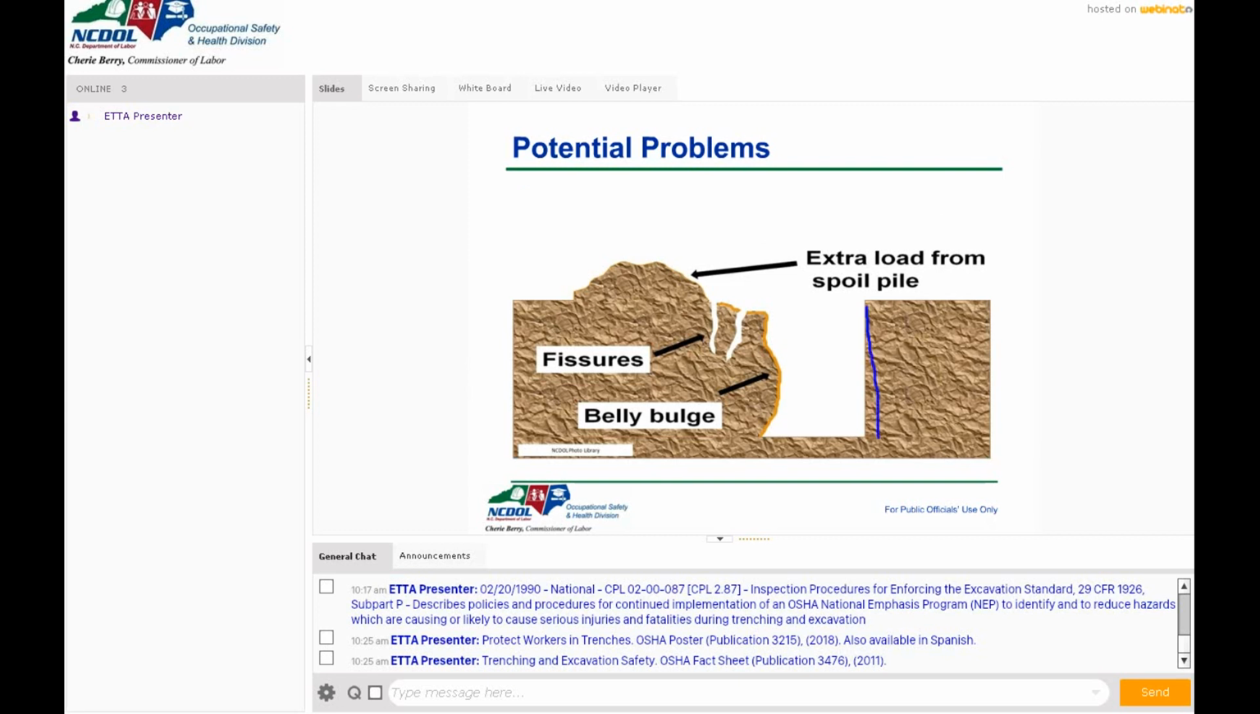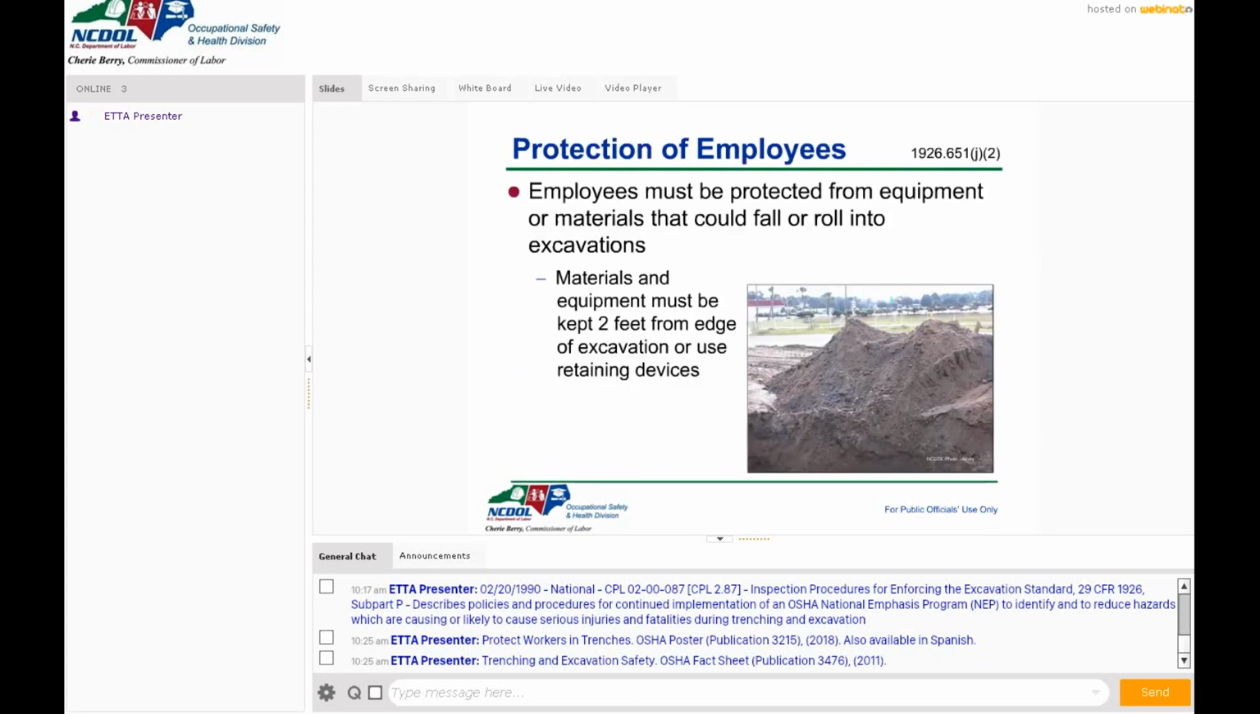Like if you dug the bank like this on both sides today, you come back and got a bulge or fissures up there, then you need to reassess that there's something going on here. What can we do to prevent this from occurring, which typically would be a trench box.